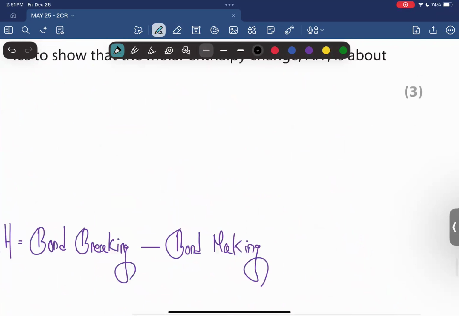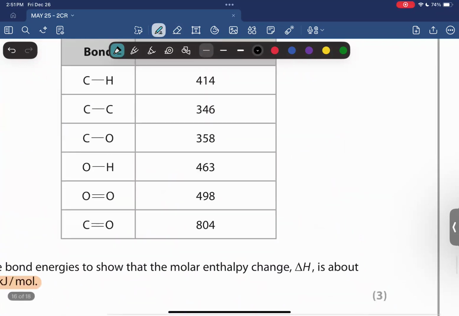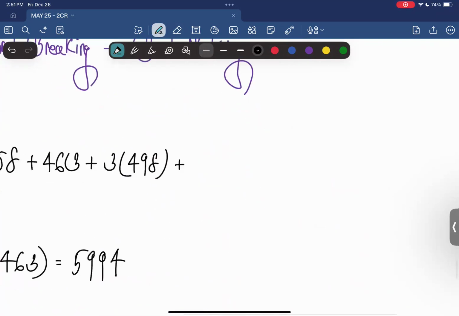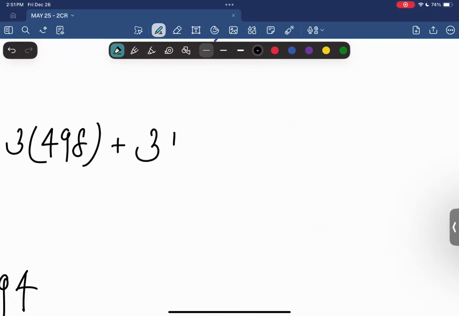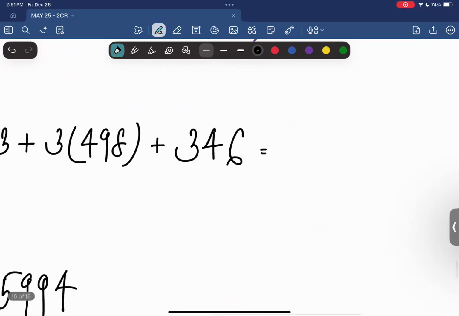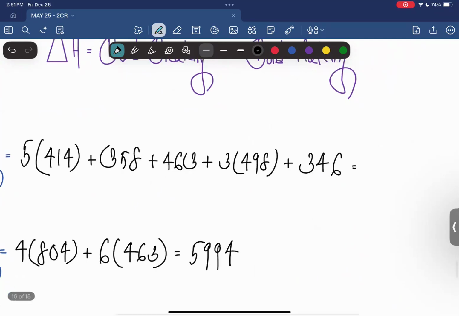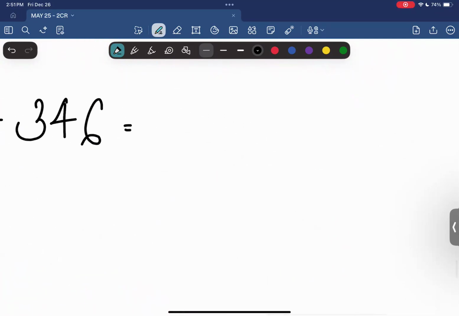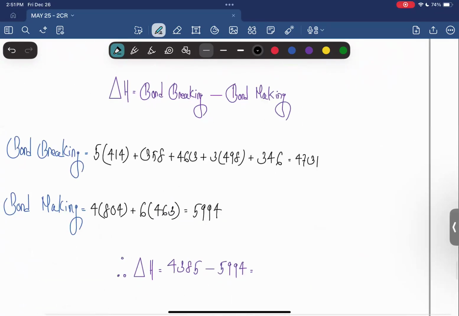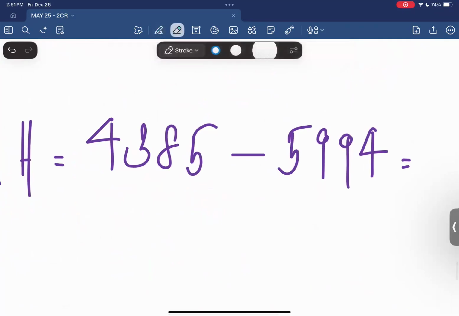Plus carbon-carbon, which is 346. So what is this coming as? 5 times 414 plus 358 plus 463 plus 3 times 498 plus 346. So this is coming as 4731 kilojoules. 4731 would be over here.